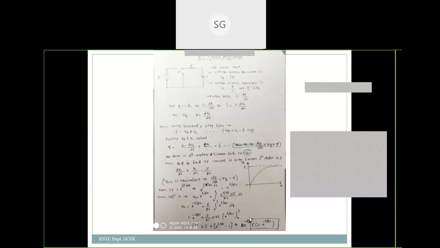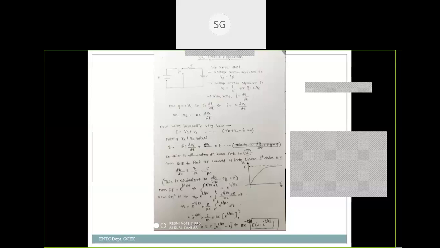This equation means that the voltage across the capacitor is E into 1 minus e raised to minus t by RC. Are you getting this? So the capacitor will be getting charged. Whenever this switch is disconnected from the battery, the circuit will only have the R and C components, because the battery will not be a part of your circuit.